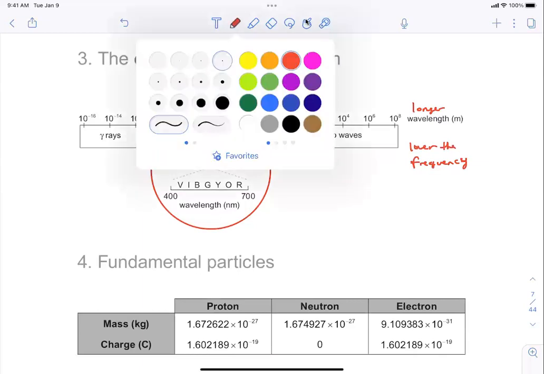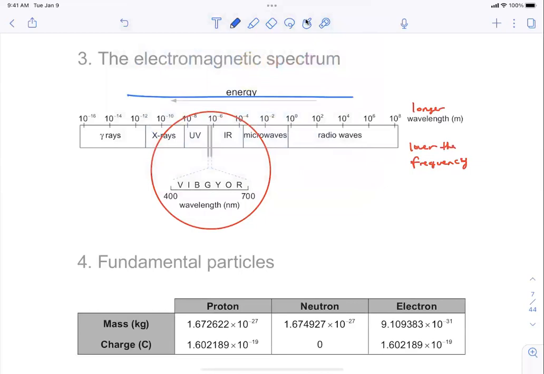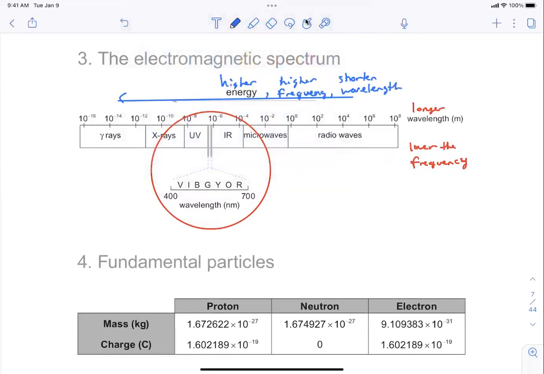For HL, you need to understand that energy is increasing this way. So the higher the energy, the higher the frequency, and the shorter the wavelength. Okay, so you need to know that relationship between those things.